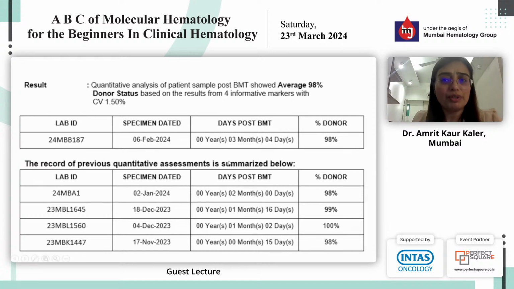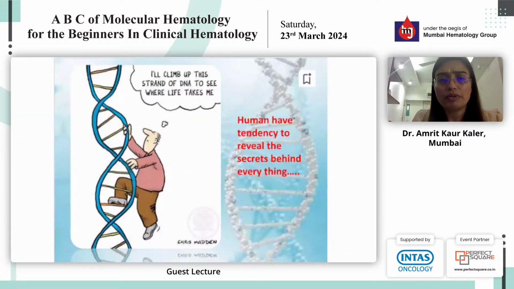So this is one report in which we found that 4 informative markers were there, and the recipient marrow is replaced by 98% of the donor cells. It is very clearly written, it happened 99 to 98%. If it is stabilized like this, then the frequency between the different tests becomes slightly lesser. So I think it is a good report.